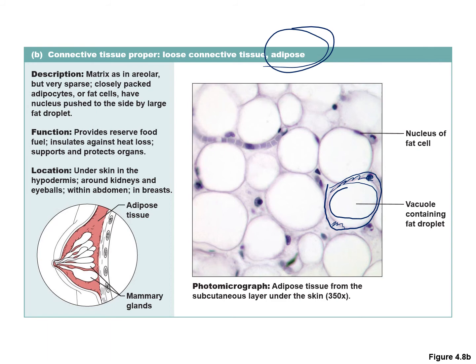So what would be the function? It's to store fat as an energy source. It insulates your body against heat loss. It supports and protects organs, and you will find it under the skin. It will be the structure called hypodermis, that is mostly adipose tissue. A large amount of adipose tissue you will find around kidneys and eyeballs, within the abdomen, in the breast, right? So everywhere we have our extra pounds, this tissue is responsible for that.